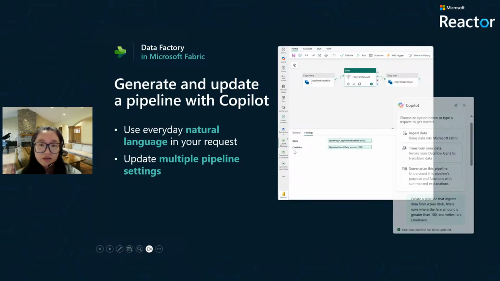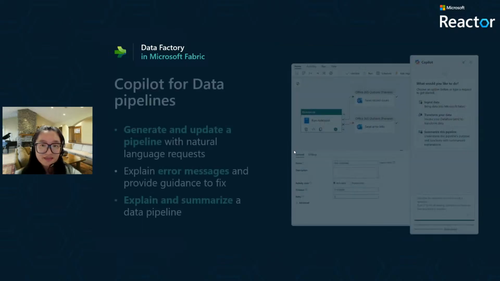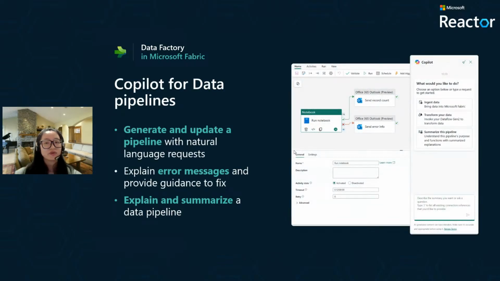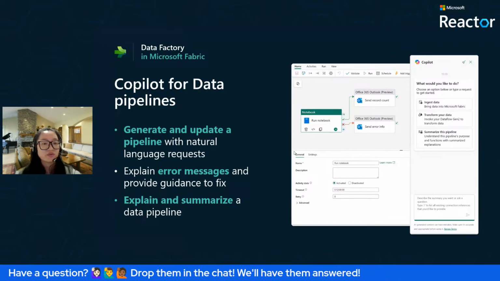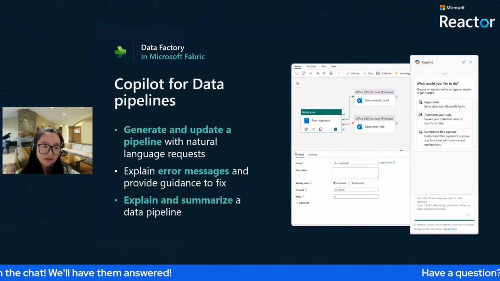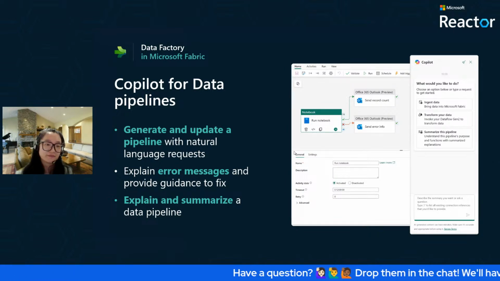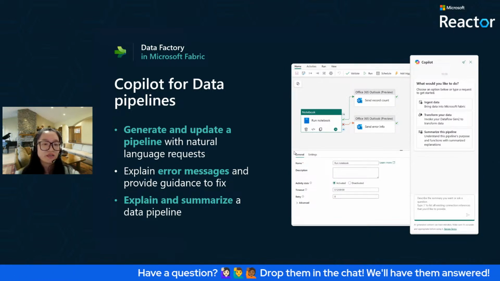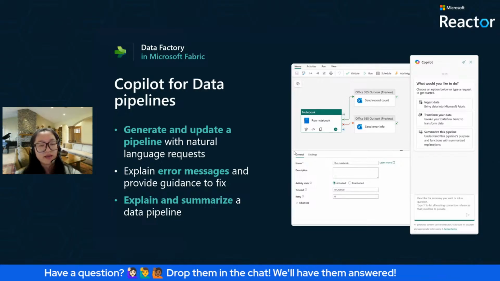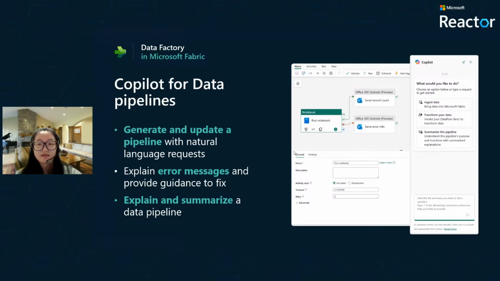Sorry, can you go back to the previous one? Yeah, this one, thank you. So Copilot in data pipelines really comes down to three key things. First, it helps you generate pipelines just by describing what you want in natural language. Second, it explains error messages and even gives you suggestions on how to fix them. Third, it can summarize an entire pipeline so you can quickly understand what is going on. Next slide, please.